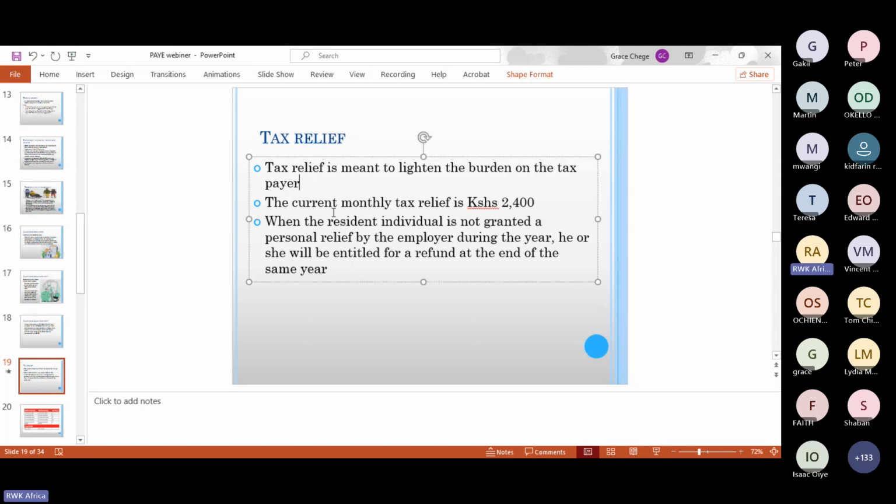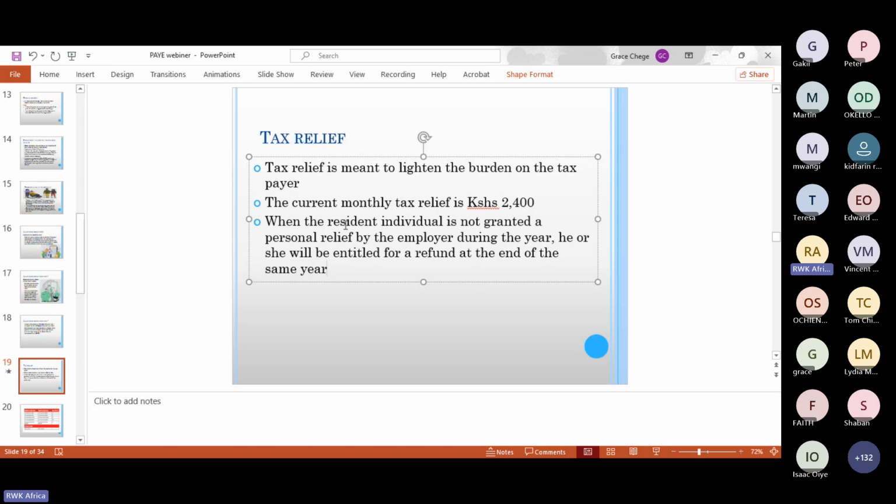So the other bit is on tax reliefs. I'm sure most of you are beneficiaries of this. Tax relief is meant to lighten the burden of a taxpayer and is currently charged at 2,400 shillings per month and 28,800 shillings in a year. So when an employer deducts pay, they are mandated to also account for this relief on a monthly basis. A relief will reduce the tax payable at the end of that period.